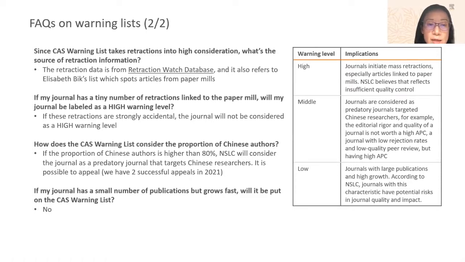And the CAS warning list considers the proportion of Chinese authors. I have already mentioned that it will be a bit risky if Chinese authorship occupies more than 80% of the entire pool. The last question is, we all know that a journal needs development and you want it to grow as fast as you can. If you have a small number of publications but grow fast, it will be fine. CAS is really targeting very large publications that grow very fast. They see those journals as expanding abnormally.